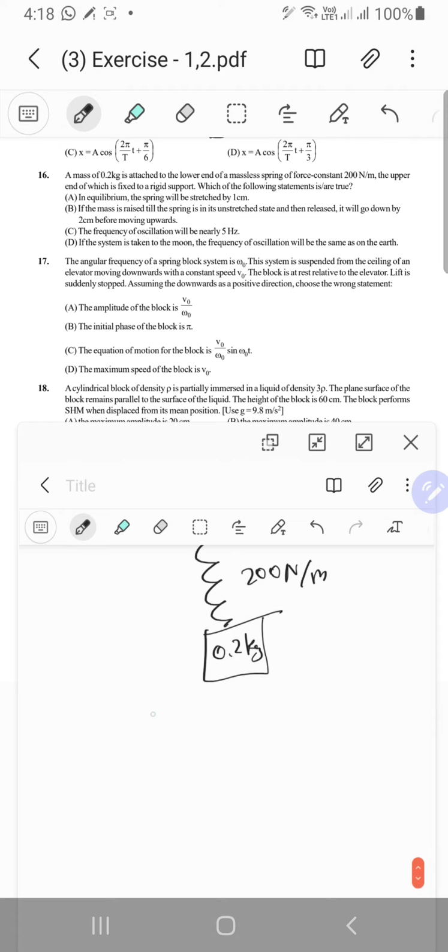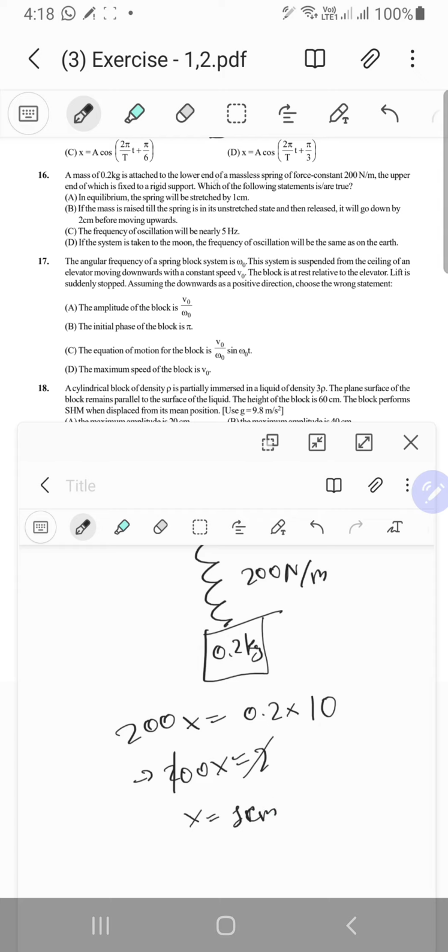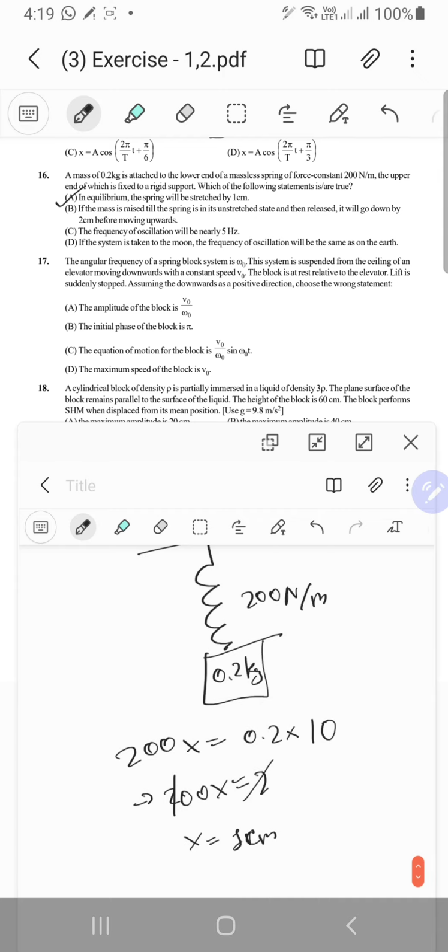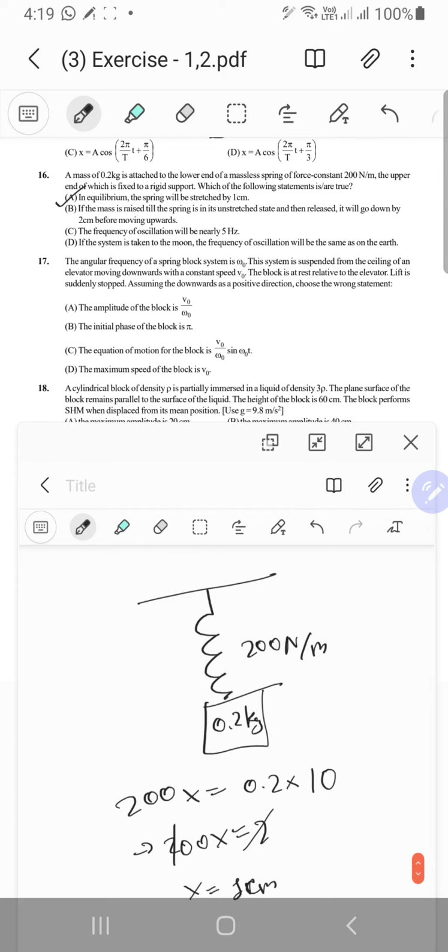First of all, for the equilibrium condition, what do we have? We have 200x equal to 0.2 into, well, what's g first of all? I guess we just have to use 10 in this case. So 200x equal to 2, so it cancels, just get 1. So x equal to, yeah, it's 1 centimeter, almost 1 centimeter. If the mass is raised till the spring is in unstretched state and then released, it will go down by 2 centimeter before moving upwards. So starting from the relaxed state, yes, it will.